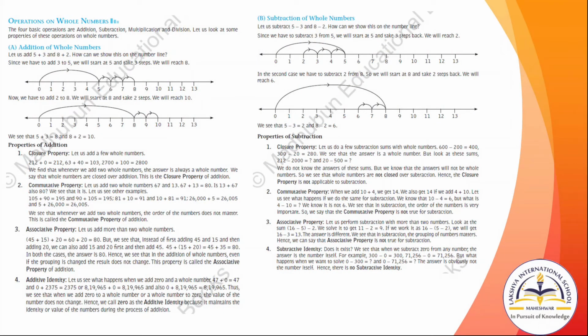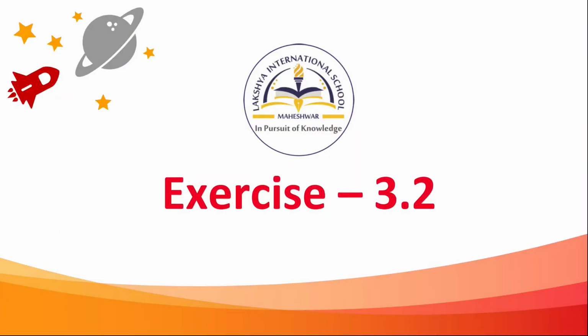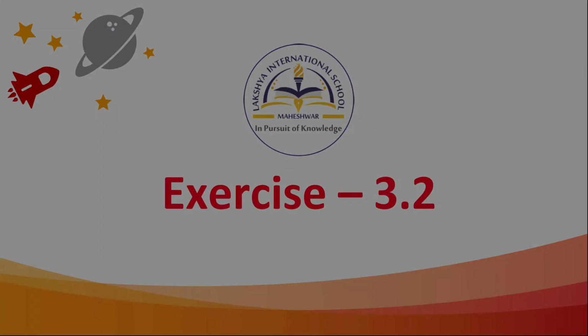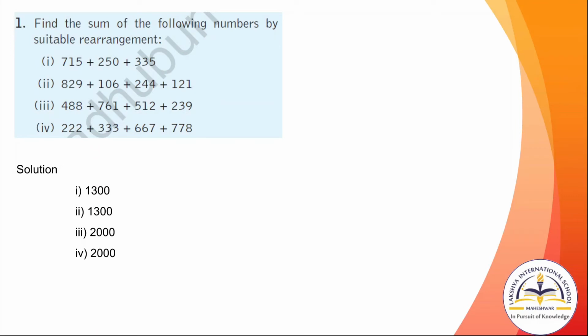Now our new concept is operation on whole numbers, that is addition of whole numbers and subtraction of whole numbers. On the basis of this we will solve exercise number 3.2. Question number 1, find the sum of the following numbers by suitable arrangement. Here you just have to add these numbers. When you add, you will get these numbers.